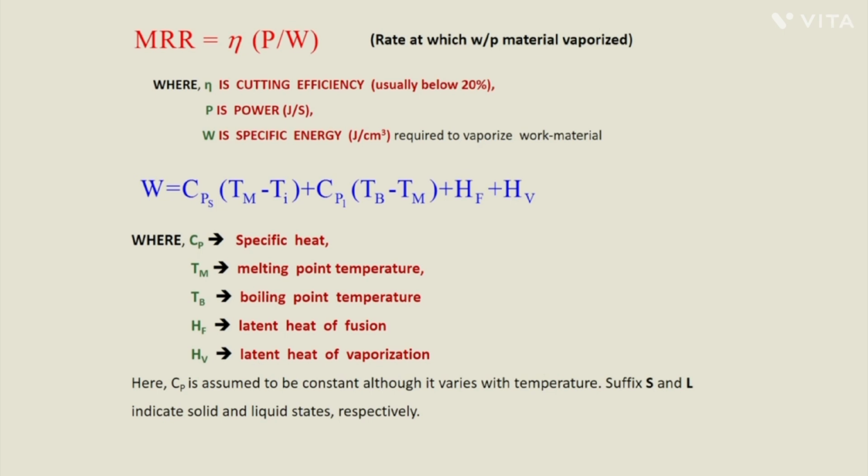And for S and L, Cps is the specific heat of the solid and Cpl the specific heat of the liquid. Cp is assumed to be constant, although it varies with temperature, and suffixes S and L indicate the solid and liquid states respectively. So from this equation, MRR can be calculated as eta into P by W. P is the power and W is the energy required per unit volume of the workpiece.